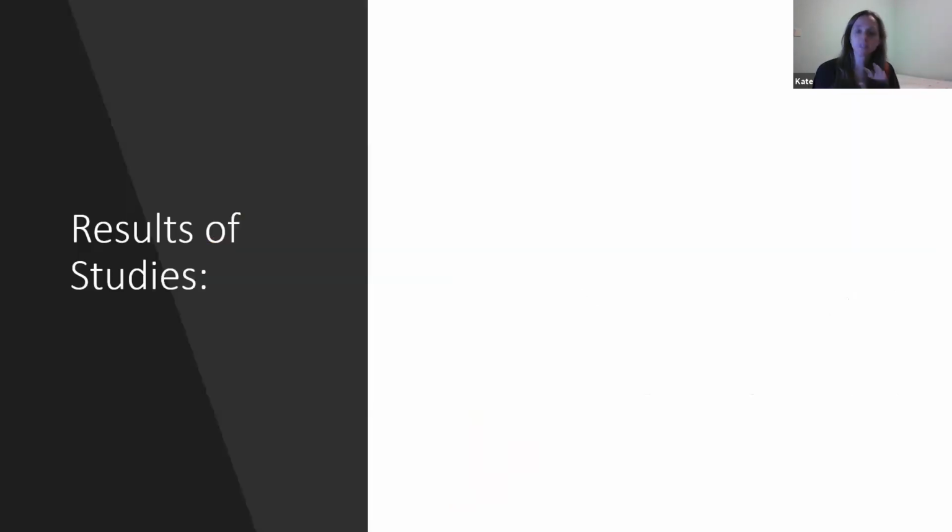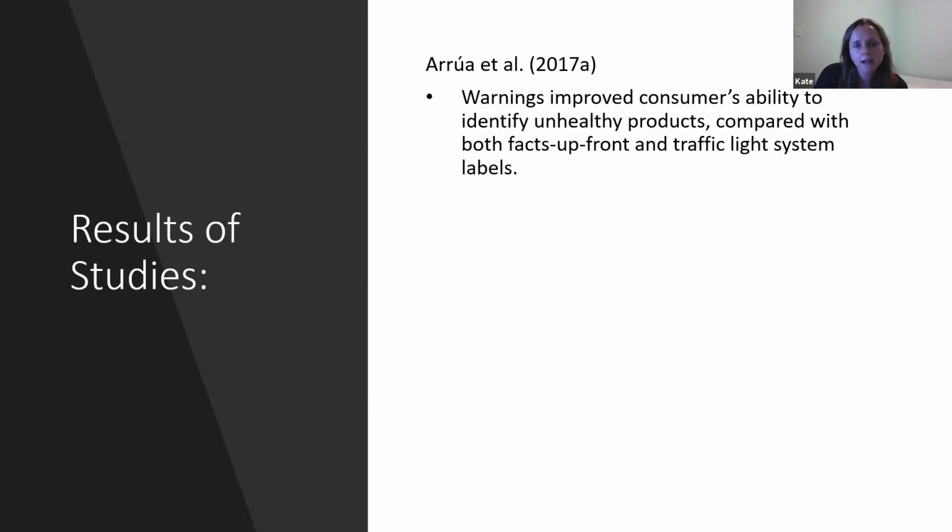And quite a few studies have been done comparing this approach of warning with the other two systems that we just looked at. So a study in 2017 by Rua et al. They found that warnings improved consumers' ability to identify unhealthy products better compared with both the facts up front and the traffic light system labels.